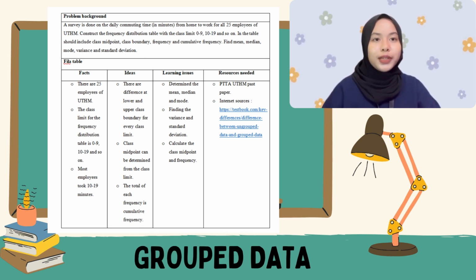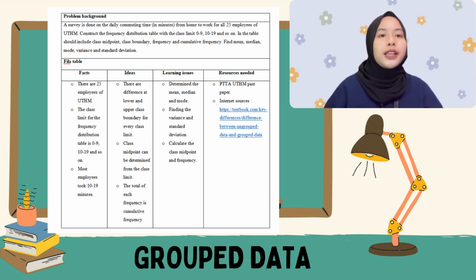For the filler table of grouped data, the facts are there are 25 employees of UTHM. The class limit for the frequency distribution table is 0 to 9, 10 to 19, and so on. Most employees took 10 to 19 minutes. For ideas, there are differences at the lower and upper class boundary for every class limit. Class midpoint can be determined from the class limit, and the total of each frequency is the cumulative frequency. For learning issues, determine the mean, median, and mode, find the variance and standard deviation, and calculate the class midpoint and frequency.